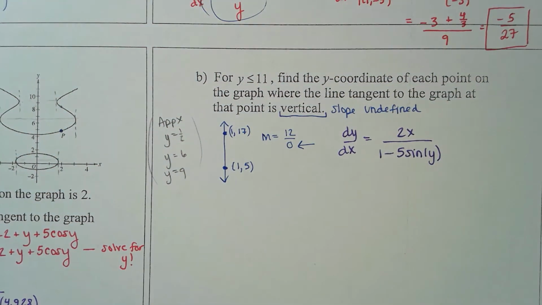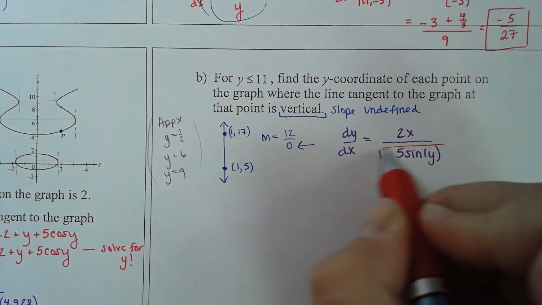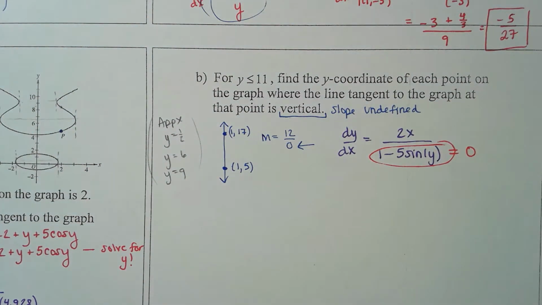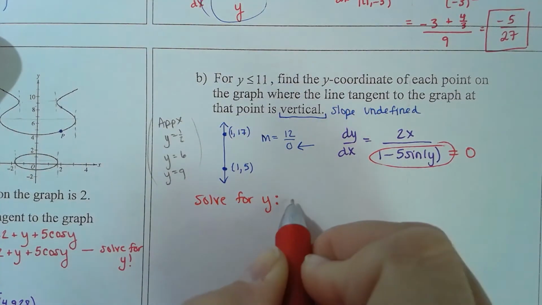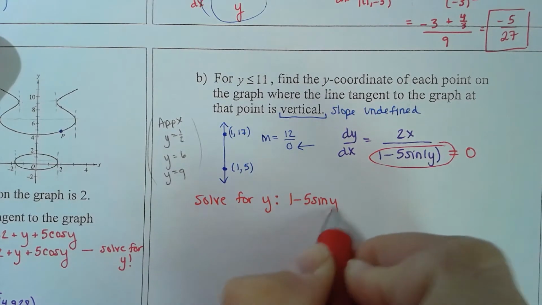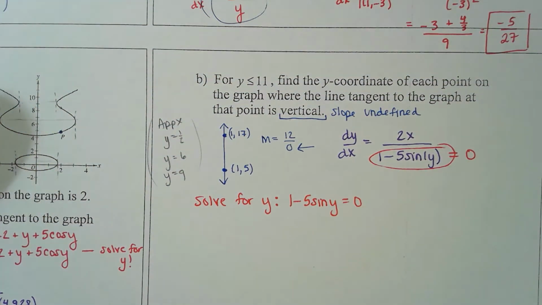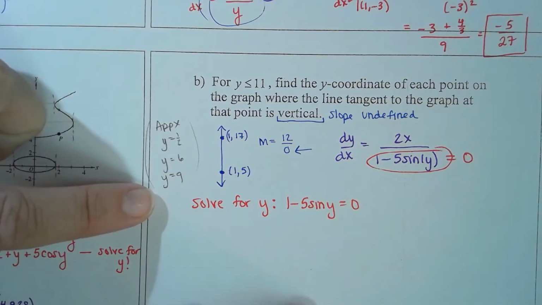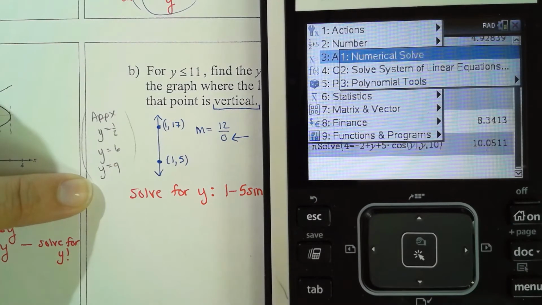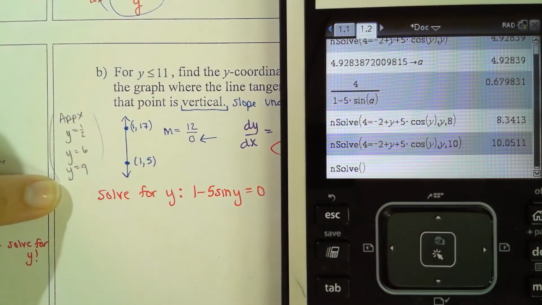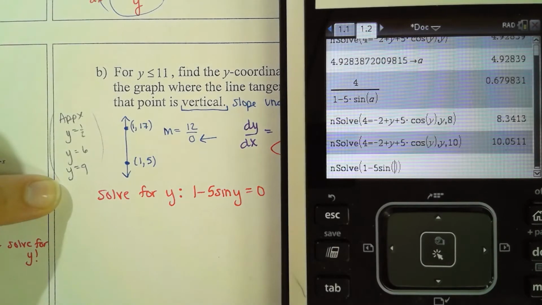If we want a vertical tangent line, then we're looking to see when the denominator of the slope is equal to 0. So let's go solve for y. 1 minus 5 sine of y equals 0. I say we use the solver again. We kind of know already where our answer should be. So I'm going to go back to my solver, menu 3.1, and I'm going to type in 1 minus 5 sine of y equals 0, comma, y. And let's see which one it spits out.